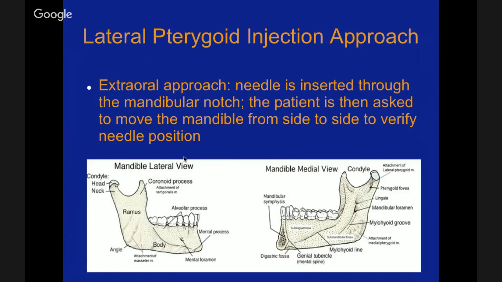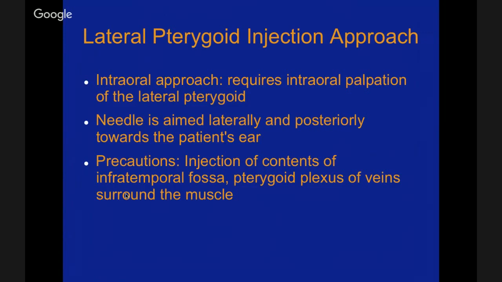So with an extraoral approach for the lateral pterygoid, you would insert the needle through the mandibular notch. And if you have the patient move the mandible from side to side, that helps to verify needle position. You can do that with EMG guidance. And then the intraoral approach again requires intraoral palpation of the lateral pterygoid, but it's generally a blind approach. You're aiming the needle laterally and posteriorly towards the patient's ear. And again, you run the risk of injecting into the infratemporal fossa and its contents. And there's also a pterygoid plexus of veins that surround the muscle.